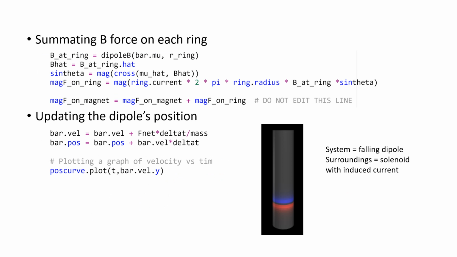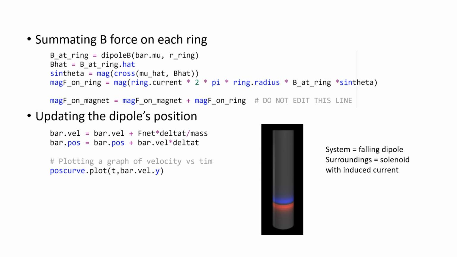Now, using that dipole definition, I was able to create a function to find the magnetic field at each ring, and all of those were added up to create the total magnetic force on the magnet as it moved through the ring. Then using that force and what we know from Newton's laws, I was able to update the bar's velocity and then use that updated velocity for each position to update the bar's position.